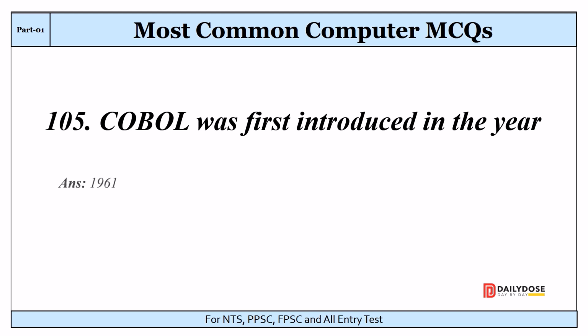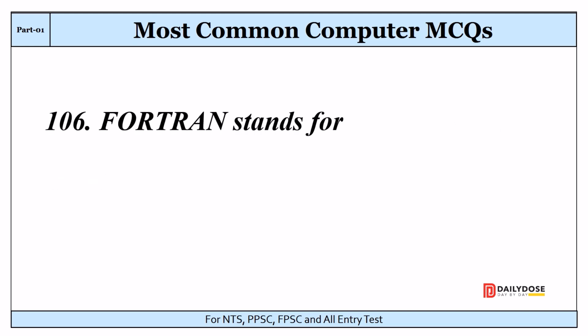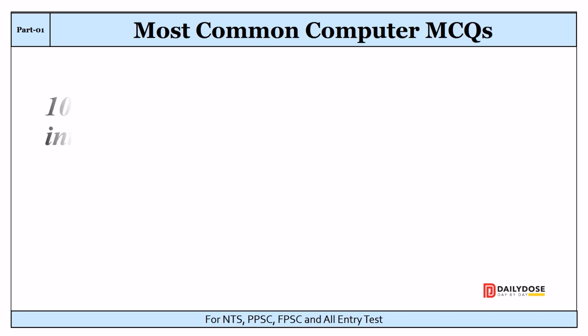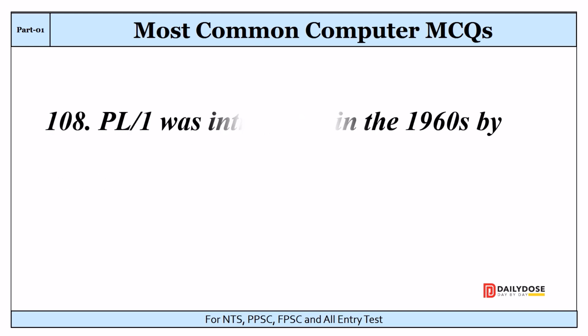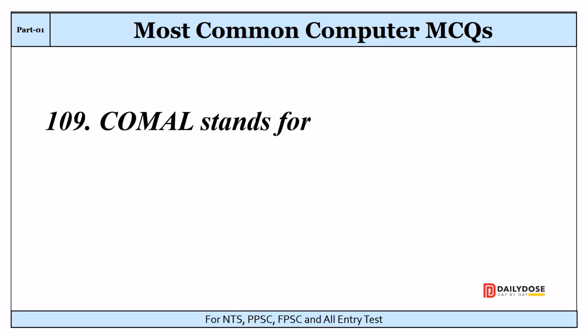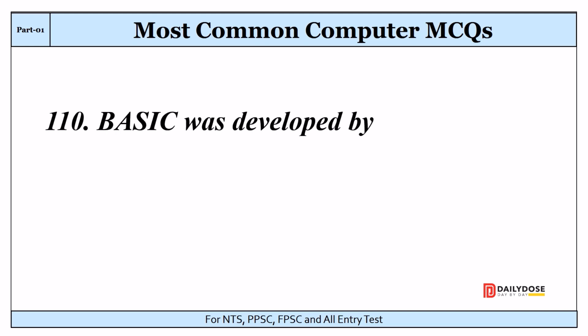COBOL was first introduced in the year 1961. Fortran stands for Formula Translation. Fortran was developed and introduced by IBM in the year 1957. PL/1 was introduced in the 1960s by IBM. COMAL stands for Common Algorithmic Language. BASIC was developed by John Kemeny and Thomas Kurtz.